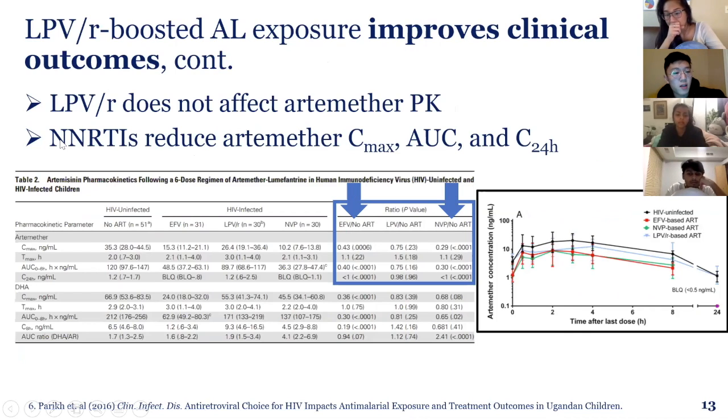But in fact, the NNRTIs, so efavirenz and nevirapine, significantly reduce artemether Cmax, AUC, and the concentration at 24 hours. What we're looking at, the black traces are the negative control. The lopinavir group is cyan, which is statistically insignificantly different from the black trace. And then the efavirenz and nevirapine have significantly lower Cmaxes and significantly lower AUCs.